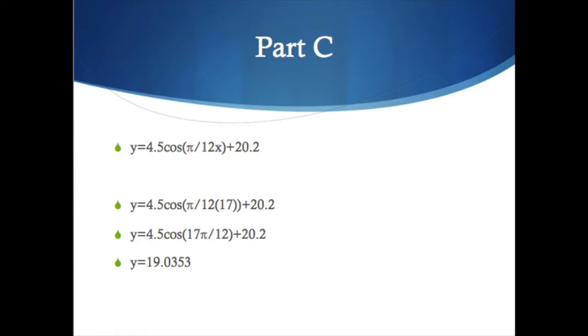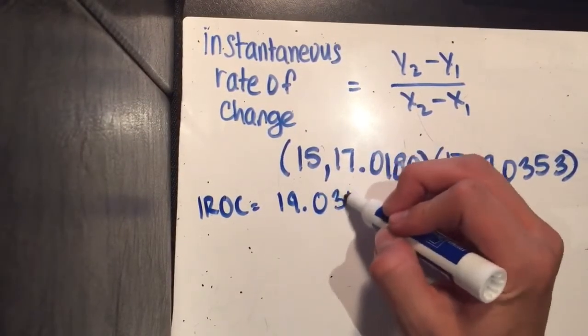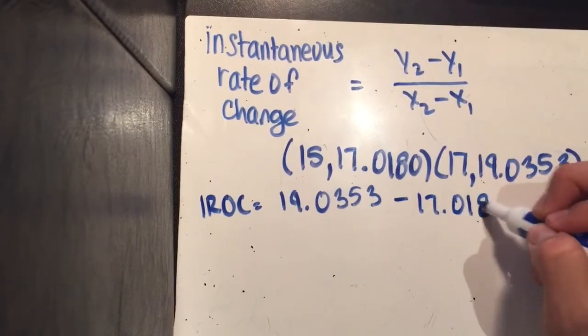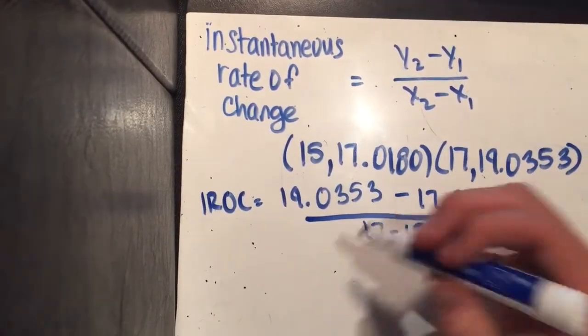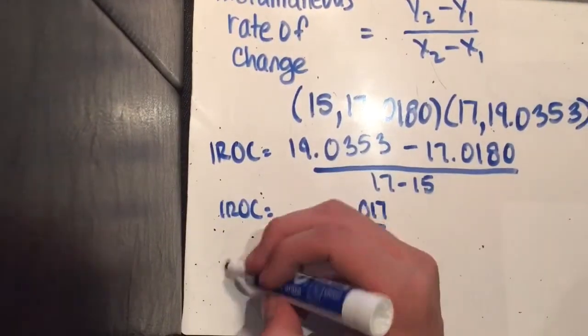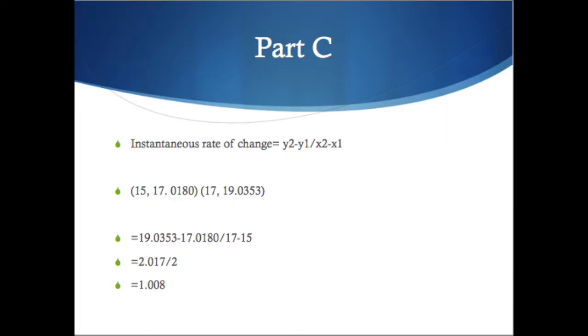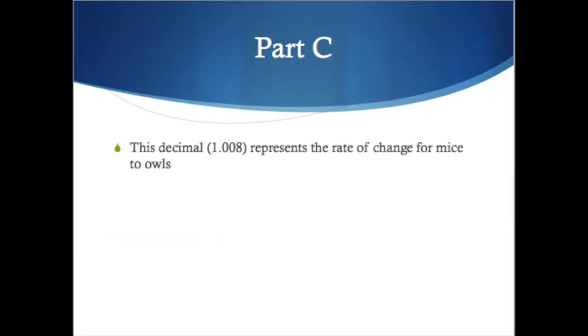Therefore, my x1, y1, x2, y2 will be the following: 15 and 17.0180 and 17 and 19.0353. Therefore, 19.0353 minus 17.0181 divided by 17 minus 15 equals 2.017 divided by 2, which equals 1.008. This final unit of 1.008 represents the mice to owl ratio per month. This is 1.008 mice to 1 owl.